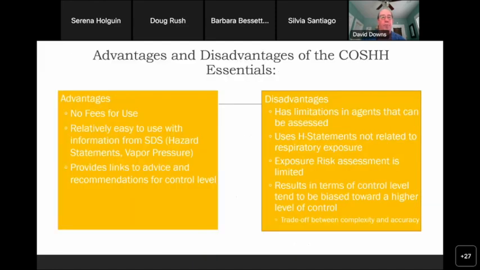So kind of useful. So advantages, disadvantages of the COEH Essentials. One, it's available freely on the internet. It's relatively easy to use from safety data sheet information. And then they provide a lot of links to advice and recommendations for controls that can be used. Disadvantages, I didn't get into it, but it does have limitations in the number of the types of agents that can be assessed. Again, they're using hazard statements that are not related to respiratory exposure.